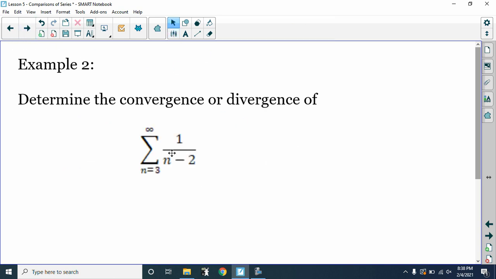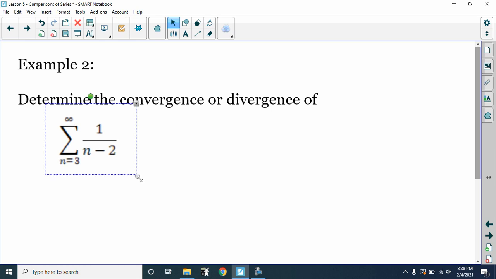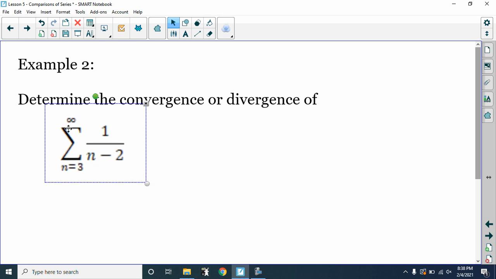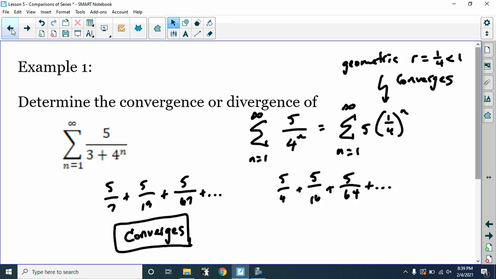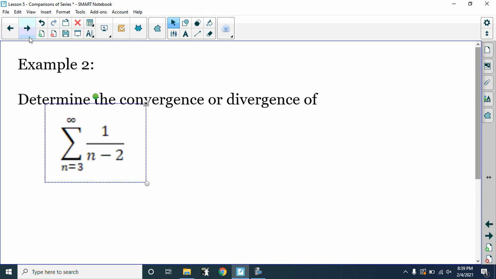Let's try another one here. This one says the sum as n starts at 3 and goes to infinity. It starts at 3 because if I plug in 1, I get a negative number, and notice it said that everything has to be positive. Also, if I plug in 2, I get undefined, which is no good. But starting at 3, if I plug in 3, 4, 5, and so on, I do get all positive numbers.